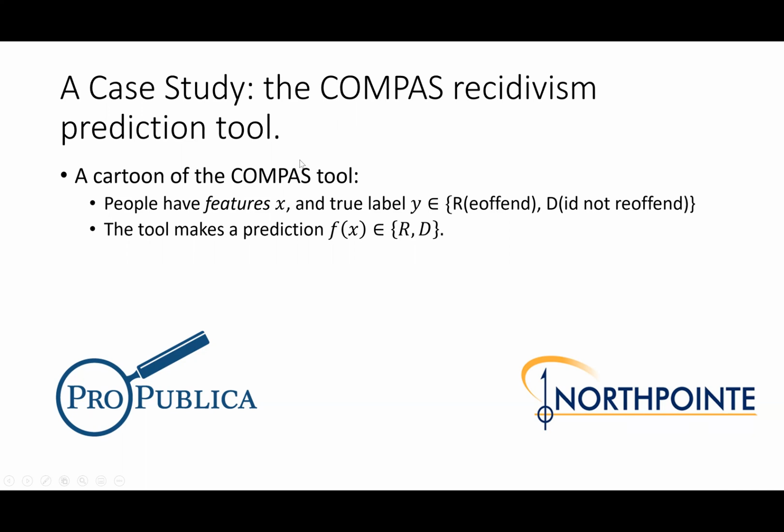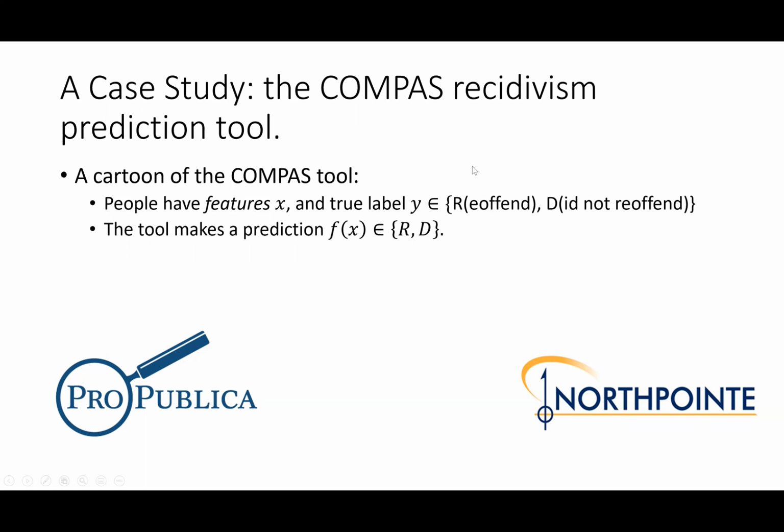So what I'm going to describe is a slightly simplified version of what actually happened. The COMPAS risk tool tried to produce a score. It tried to predict your risk of reoffending. And in this discussion, just to simplify things, I'm going to imagine that it's just producing a binary prediction, that it predicts that you're going to reoffend or not.